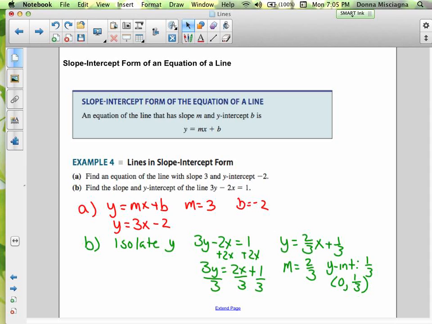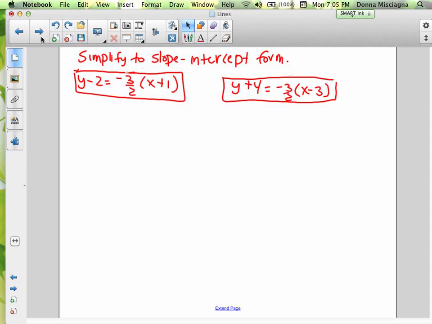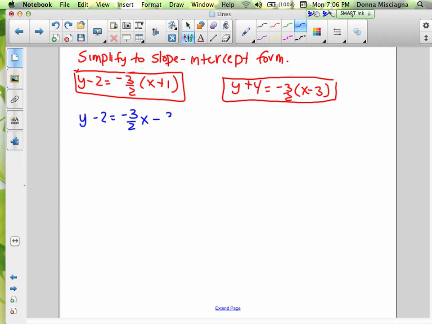If you remember in the last video, we had these two equations. They are different but equivalent for an equation of a line, and they're written in point-slope form. Let's simplify to slope-intercept form and see if we indeed have the exact same equation. All right, so let's look at the first one. The first thing we need to do is distribute the 3/2 to both terms in the parentheses. So that would be y minus 2 equals -3/2 times x is -3/2 x. -3/2 times 1 is -3/2.